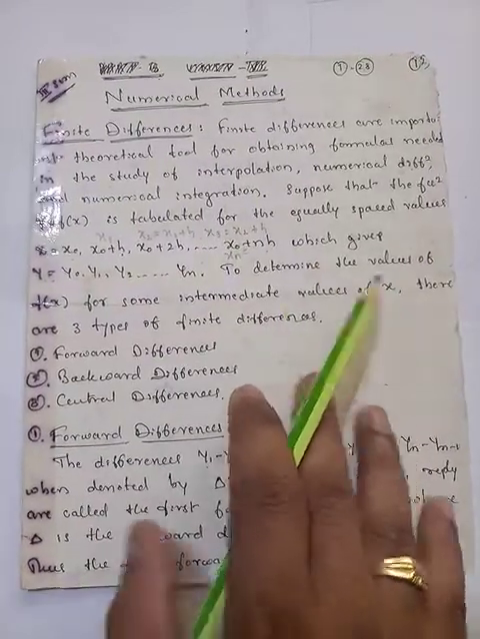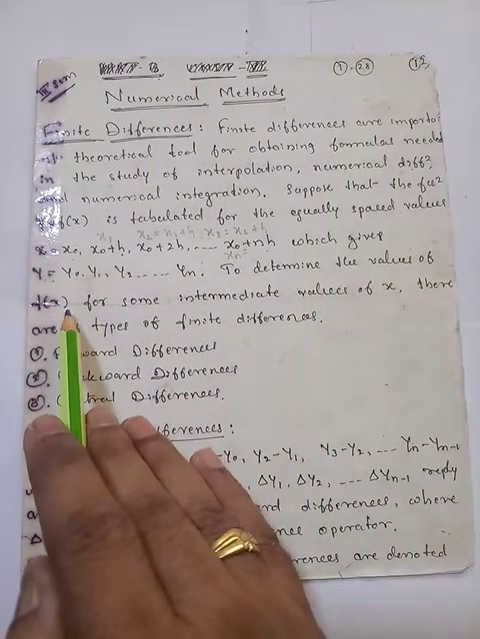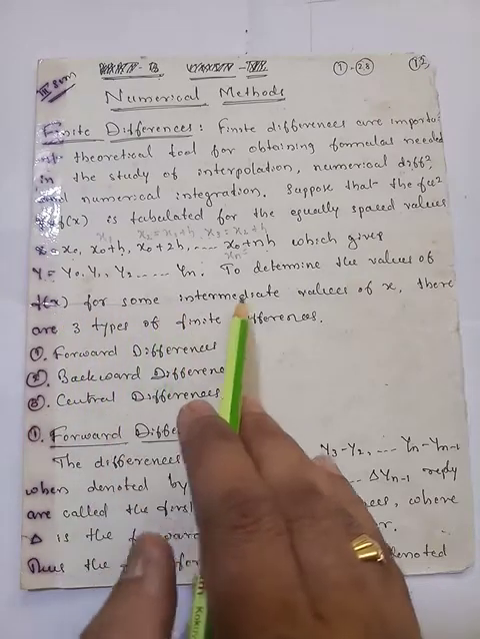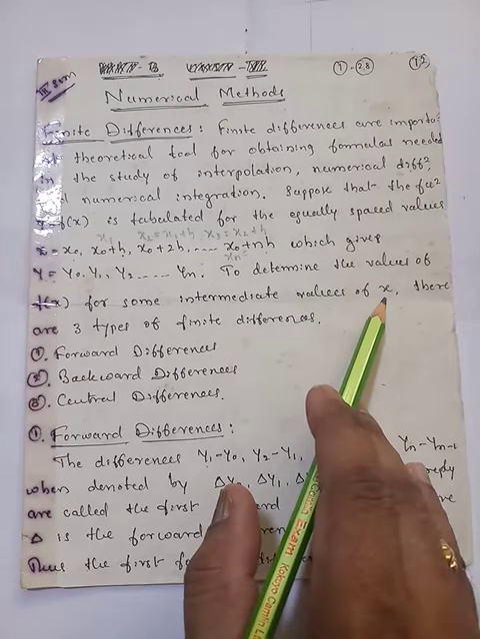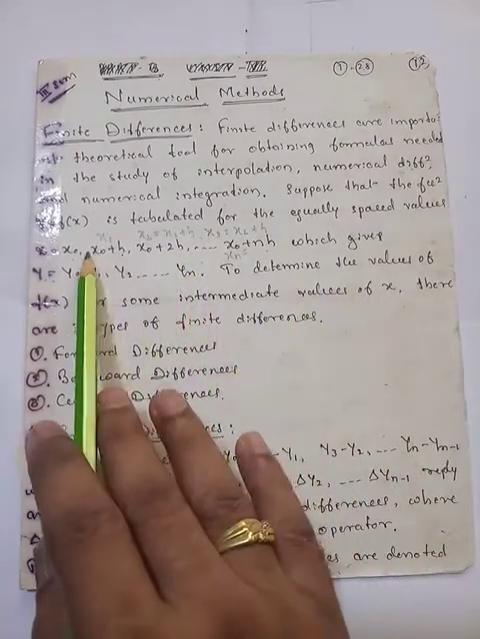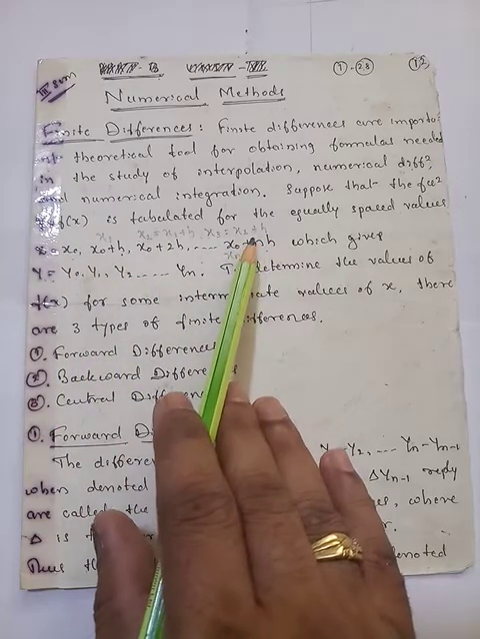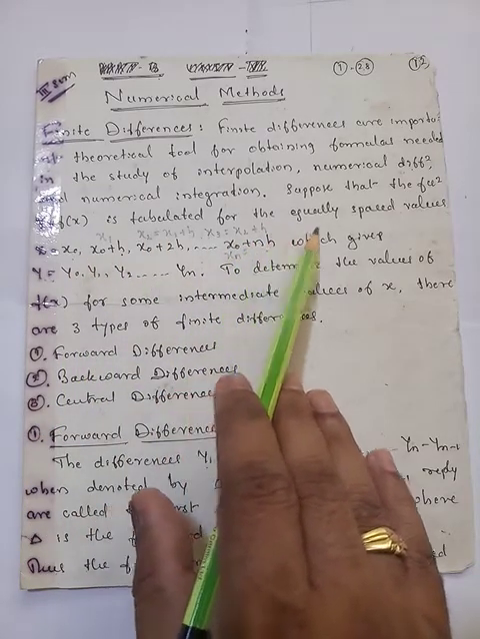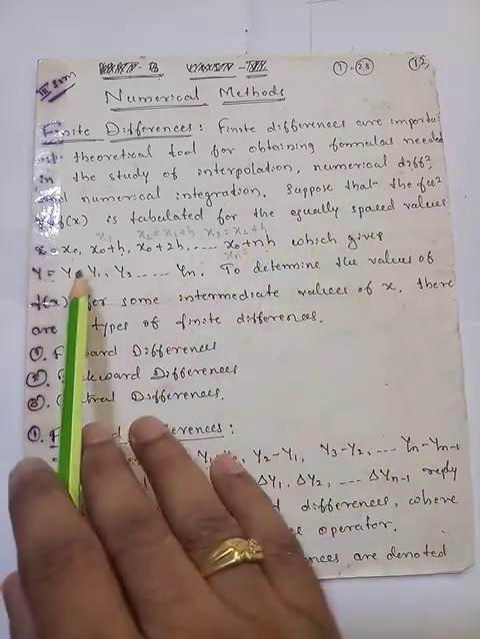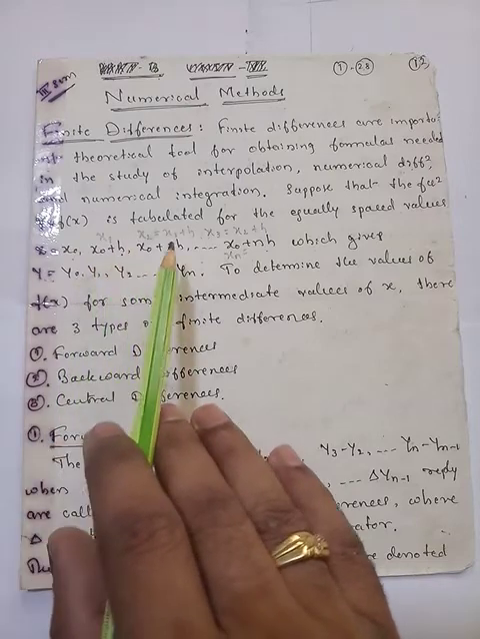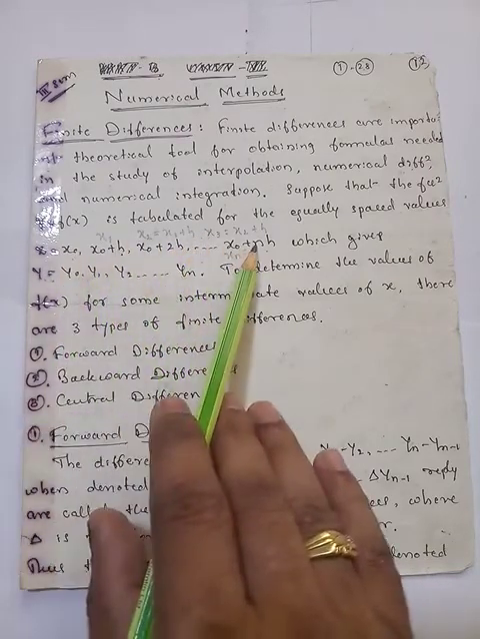Next, we determine the values of f of x, that is y, for some intermediate values of x. Intermediate values of x means values between the given values of x. For example, if we have the values of x as 0, 2, 4, 6, 8 and so on, then we find the value of y at x equal to 3. So 3 is an intermediate value of x.